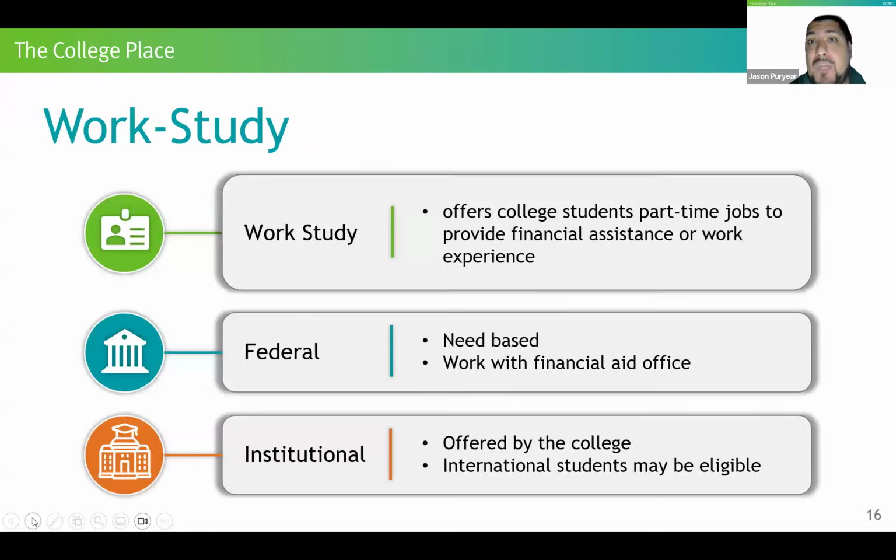You may be offered work study. At the federal level, work study is a program where the federal government is putting money in to help institutions cover these positions. Before my work with the college place, I worked at both UVA and Virginia Tech.